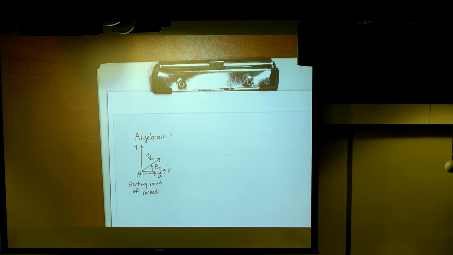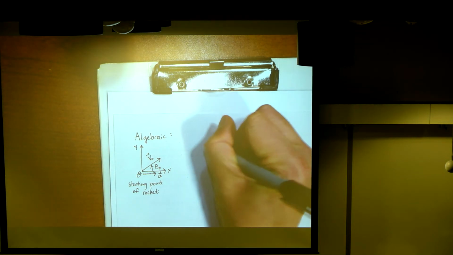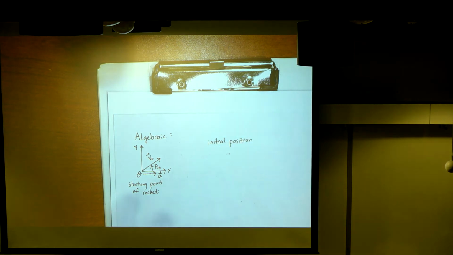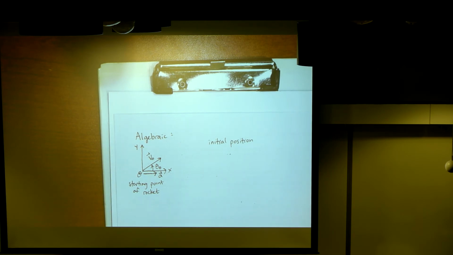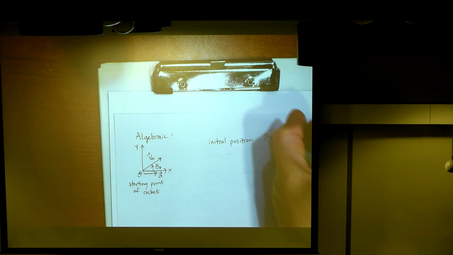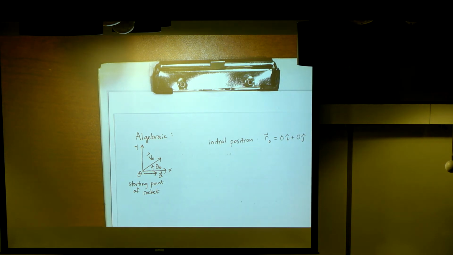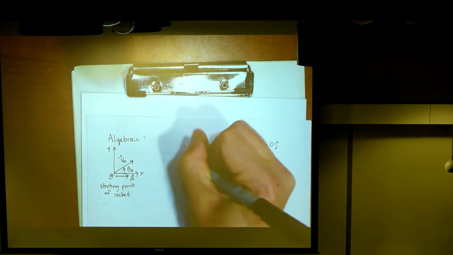So here's what I'm going to do. I'm going to write down what my initial position is, what my initial velocity is, and what my acceleration is in xy component form. And then we can actually just plug all that into our kinematic equation. Okay? So what's our initial position here? Zero. Yeah, it's just 0, 0, because I'm at the origin. So I write that as r naught equals 0 i hat plus 0 j hat. That's easy.